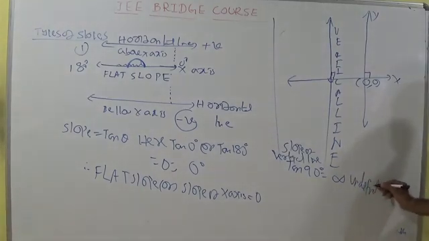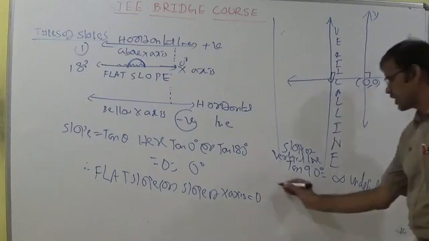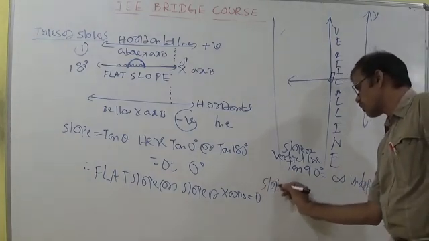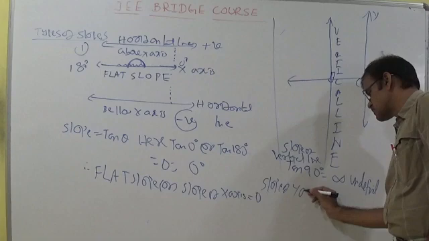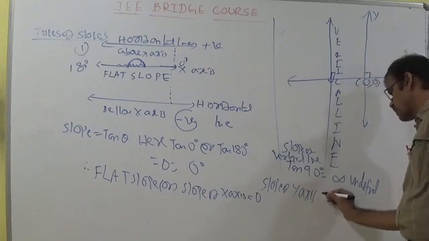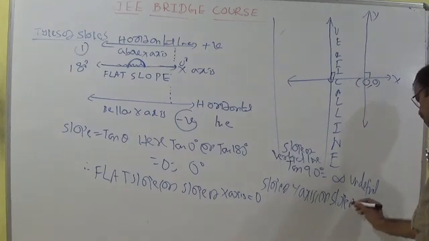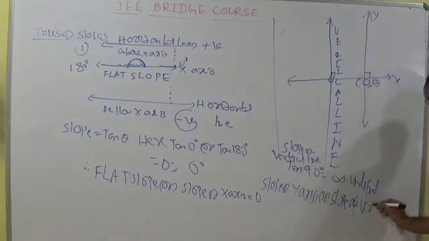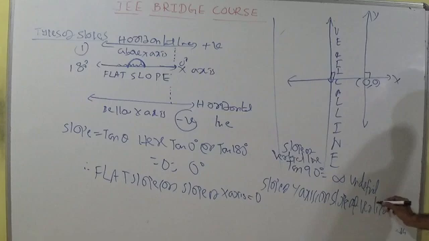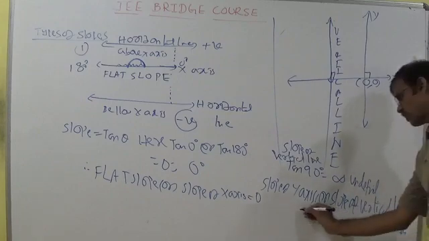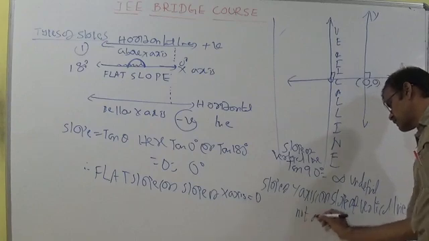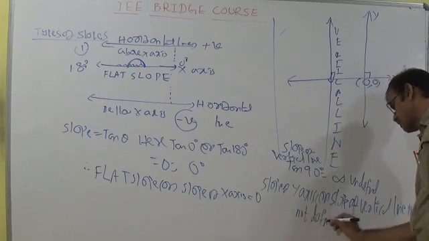Undefined. So whenever it is undefined, you can write: slope of the y-axis, or slope of a vertical line, is not defined. You write it like that: is not defined.